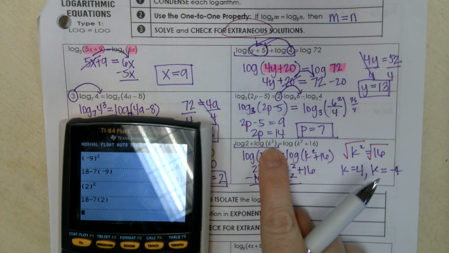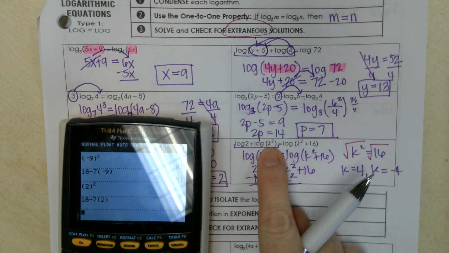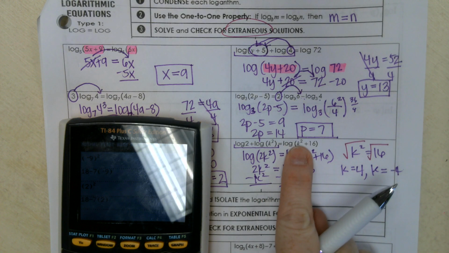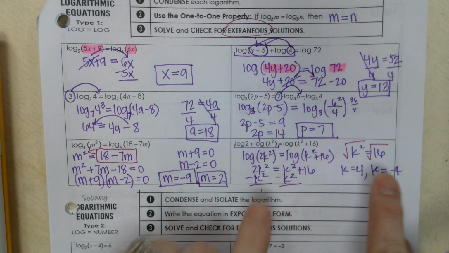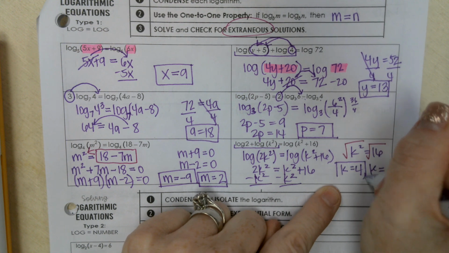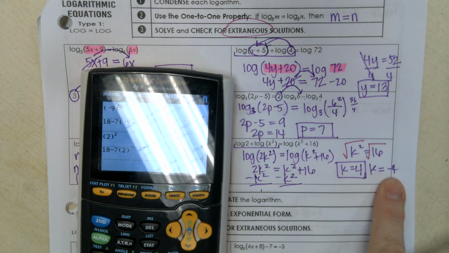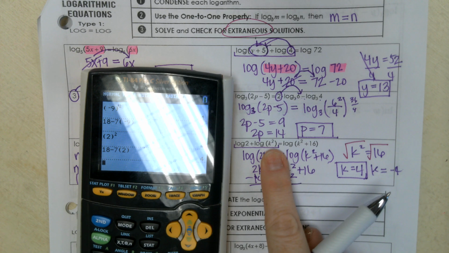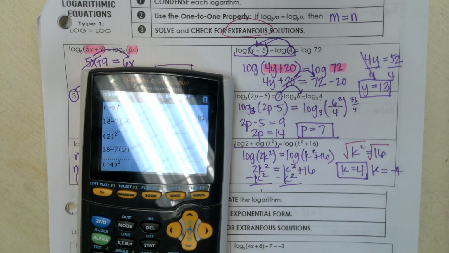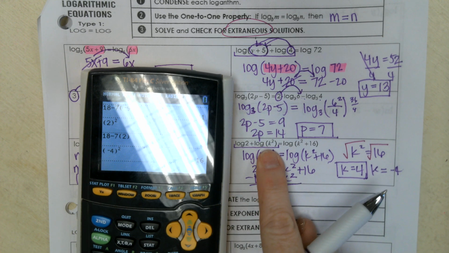If I plug in a 4 into k, 4 squared is 16. That's fine. And here, 4 squared is 16 also. This one is fine. K equals 4 works. Now, I want to remind you, when I am substituting in a negative number, please do not forget that you are responsible for putting that negative number into parentheses. Okay? So that one's fine.